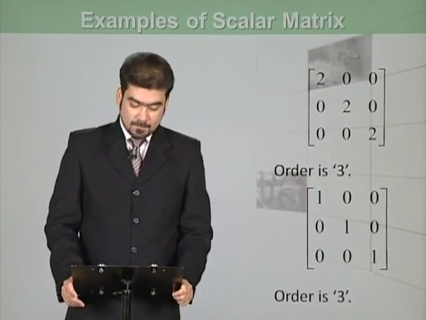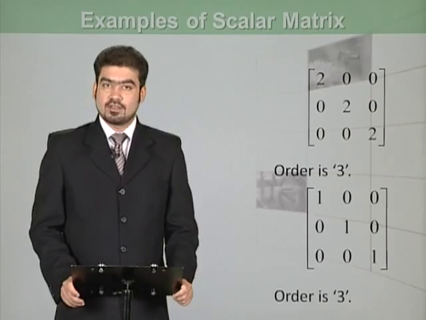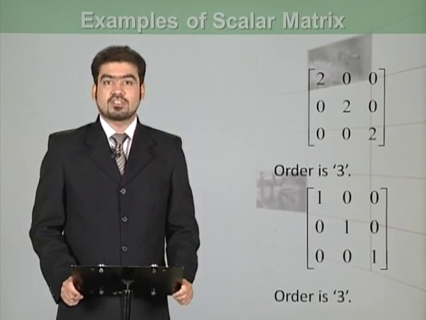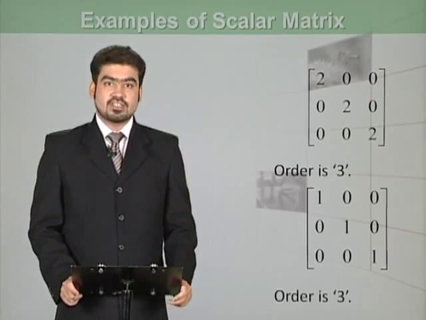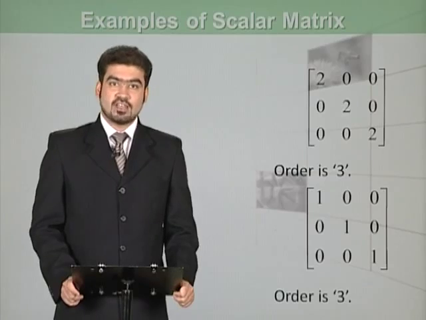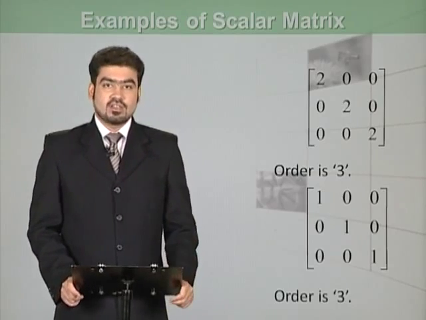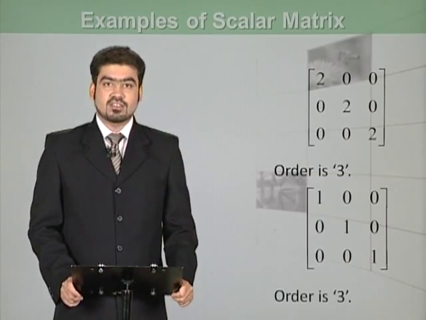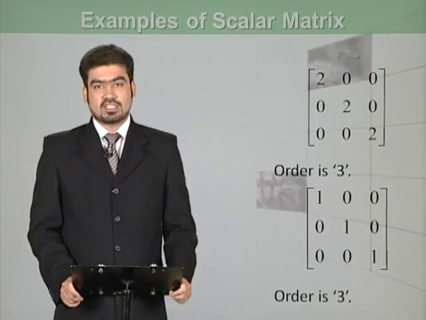Furthermore, we have examples of a scalar matrix. In the first matrix we have diagonal elements that are equal to 2. So the scalar quantity that is being multiplied by this matrix is 2. So this is a scalar matrix. Similarly, we have an order 3 identity matrix that has a scalar quantity of 1. So this is again a scalar matrix.